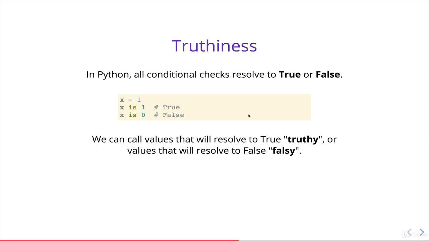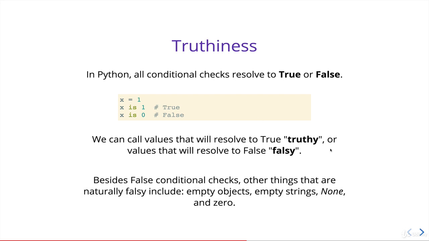That's pretty straightforward. But really what this video is about is that single individual values, not full expressions like this, do have an inherent truthiness or falsiness. I feel like I'm talking about politicians or something. But here's a couple of examples. Things that are naturally false on their own include empty strings, the value None, which we briefly touched on, and the number 0. Those all on their own are false.